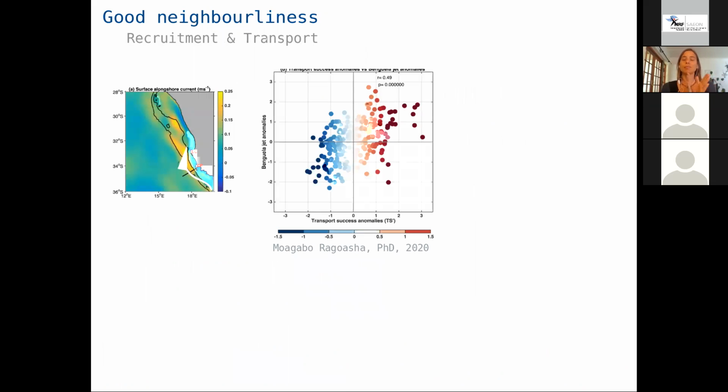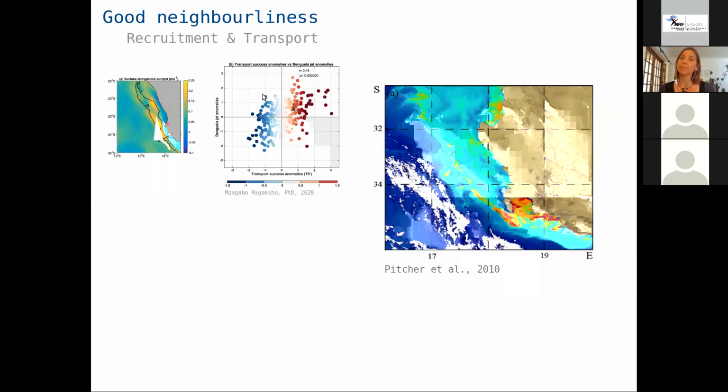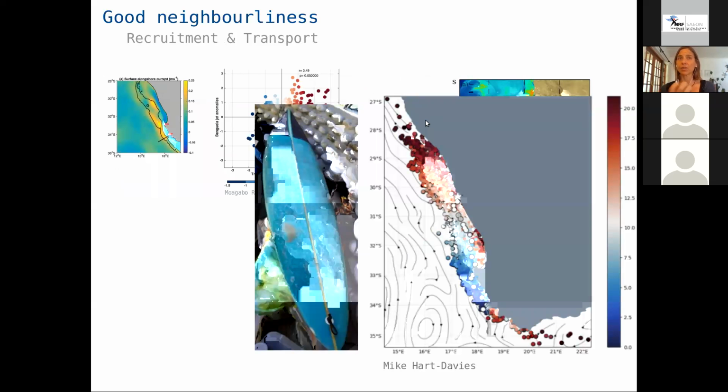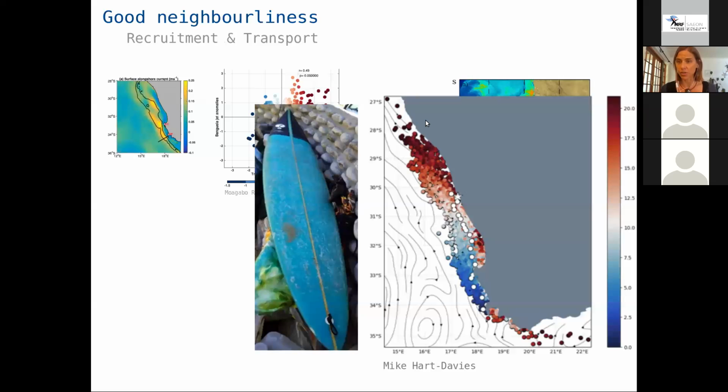Right. So the Benguela jet is important, and recently Mohabo graduated with her PhD, and she showed that indeed the Benguela jet is very important for the transport of fish larvae into St. Helena Bay. She showed that there was a direct correlation between transport success and Benguela jet strength anomalies. The Benguela jet has also been implicated in the transport of harmful algal blooms, and believe it or not, the theft of a surfboard. So transport is very important in the system, and the Benguela jet is important.